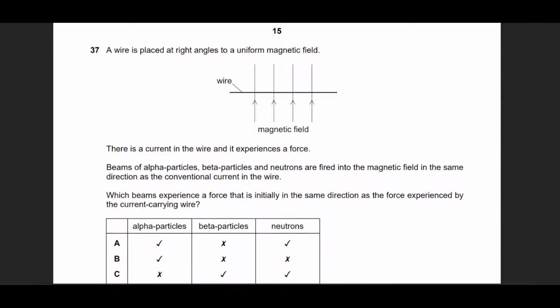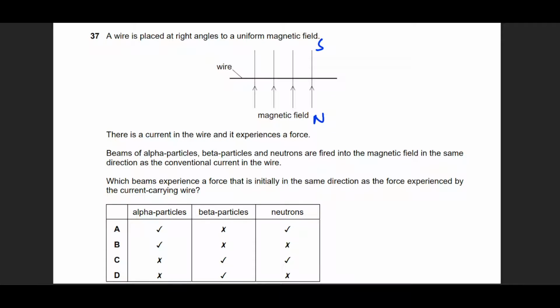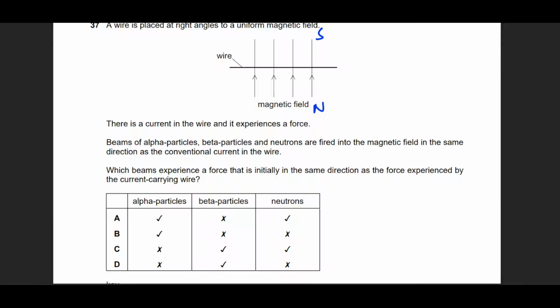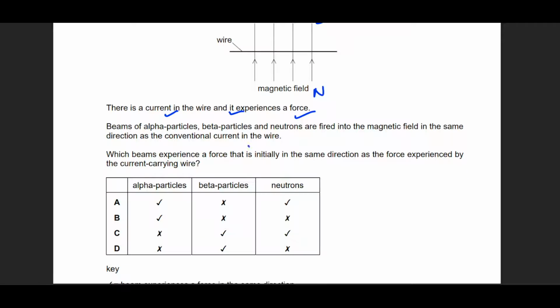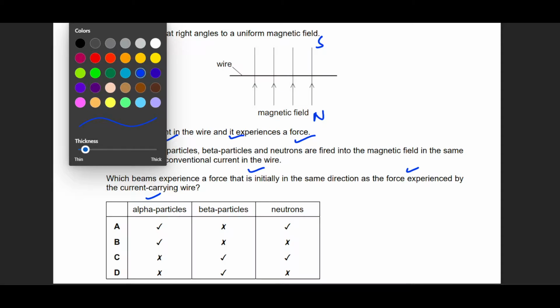Question number 37, he says we have a magnetic field, which means that this is the North Pole and this is the South Pole. He says there is a beam of alpha, beta, and neutrons fired into the magnetic field in the same direction as the conventional current. Okay, fine. Which beams experience a force that is initially in the same direction as the force experienced by the current carrying wire? Okay, so how to solve this question?